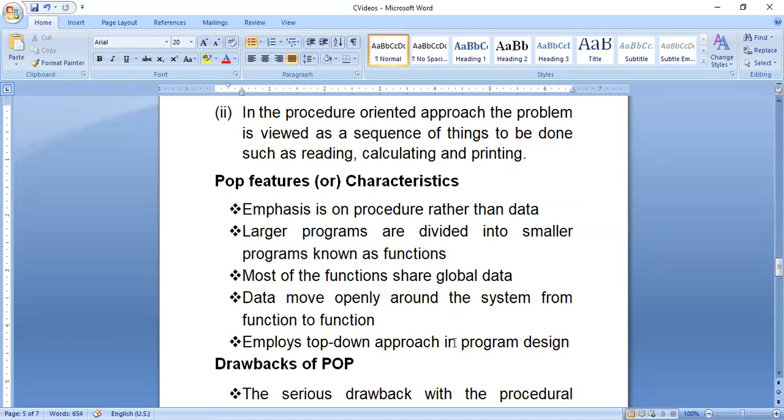Fifth one, employs top-down approach. What is the top-down approach? When I can understand the problem completely, then I can divide the program into small pieces called functions. That is called the top-down approach. Problem P is divided into P1, P2, P3 up to Pn. So we are solving each sub-problem separately. That is known as the top-down approach.